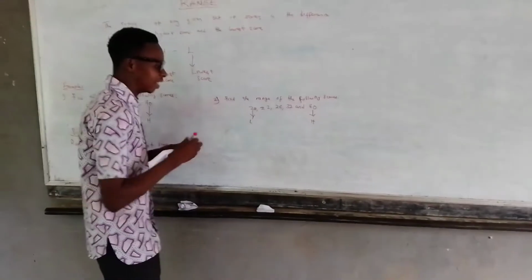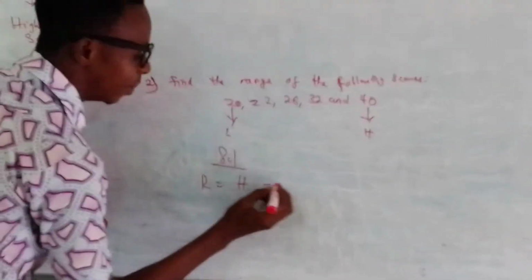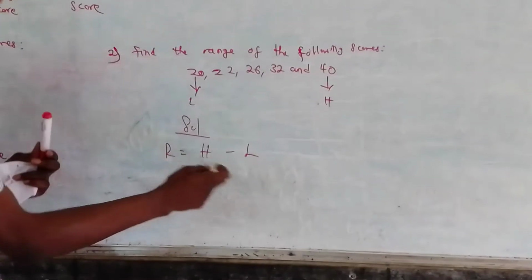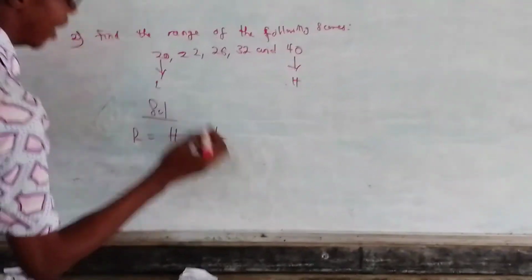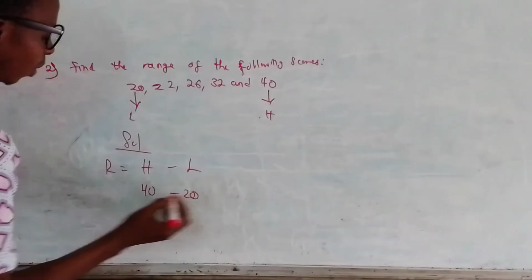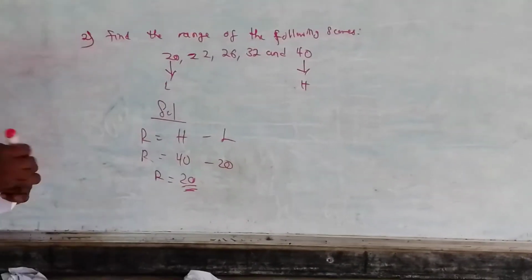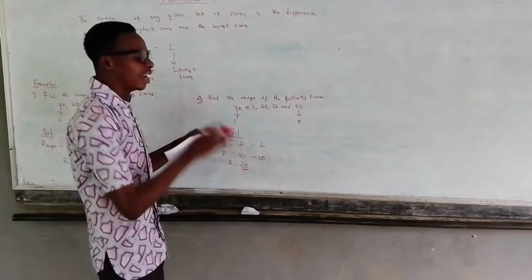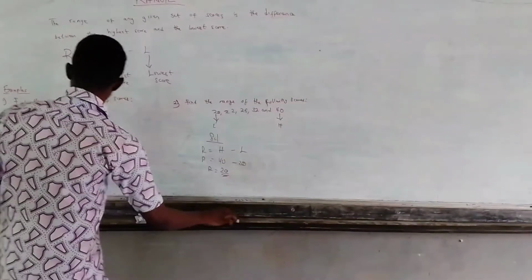So definitely, we can say, solution: our range is highest minus lowest. Permit me, I'm not able to write this. Highest score minus lowest score. So we have 40 as our highest minus the lowest, 20. So 40 minus 20 is 20. So that is the range. If you're given any question to find the range, it is very simple. Just take the highest minus the lowest. Yes? Let's take another question.